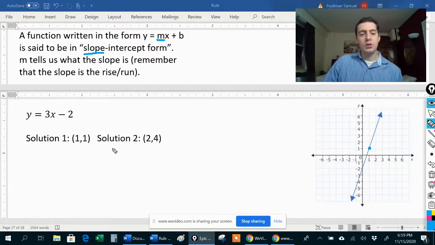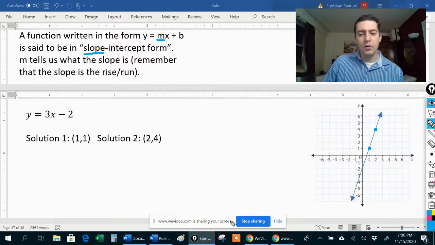And another solution is what I call solution number 2 over here. Remember, there would be an infinite number of solutions. I just have 2 written here. (2, 4) would be another solution. And again, I'm not going to do it, but you can check for yourself. If you plug 2 in for x and 4 in for y, and then evaluate this side, you'll see that both sides turn out to be exactly the same.